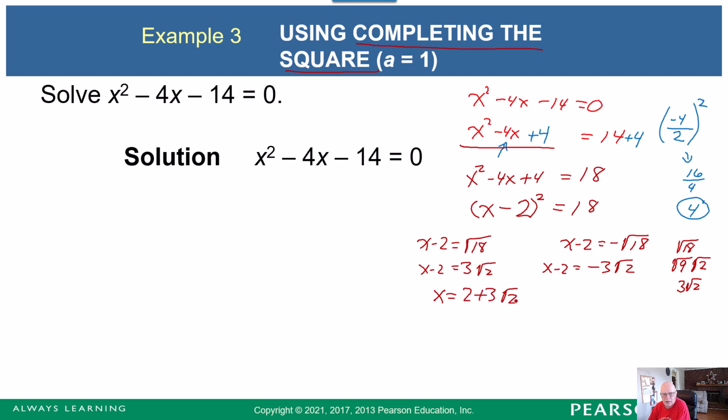One answer. And if you take this number and put it in this equation, you should get a 0. I showed you how to do that with a calculator. If you're not quite sure how to do it, ask me in class. We can do that really fast. Second one, remember we've got 2 answers. Add 2 to this one, and we get 2 minus 3 square root of 2.